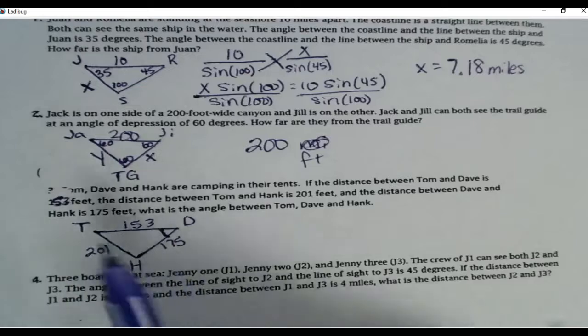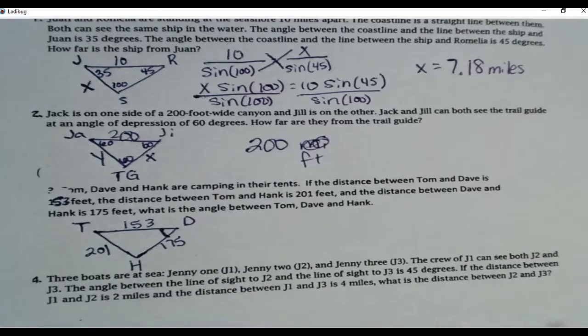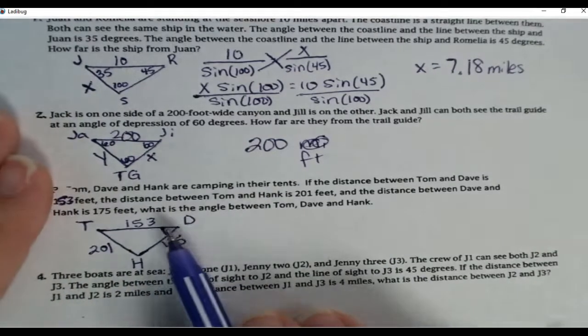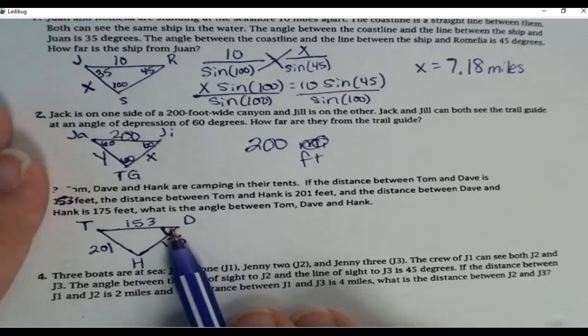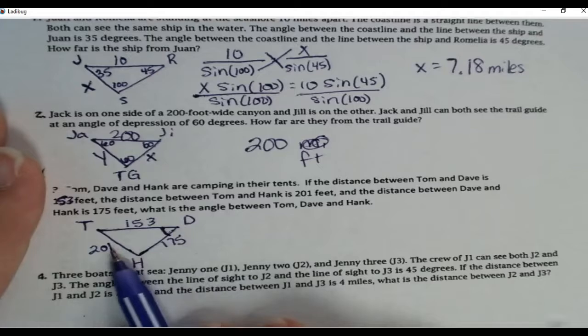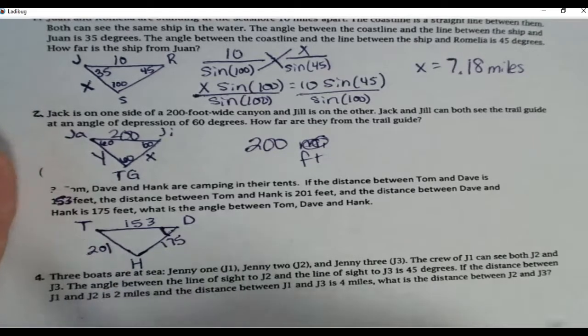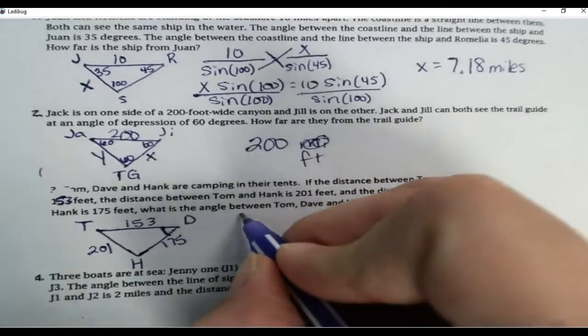So in this one, we've got t, d, and h. We don't even have a, b, and c. So I'm looking for angle D, so I have to start my equation, or my formula, with side little d. So in that one, that's 201. Okay? So 201 squared.